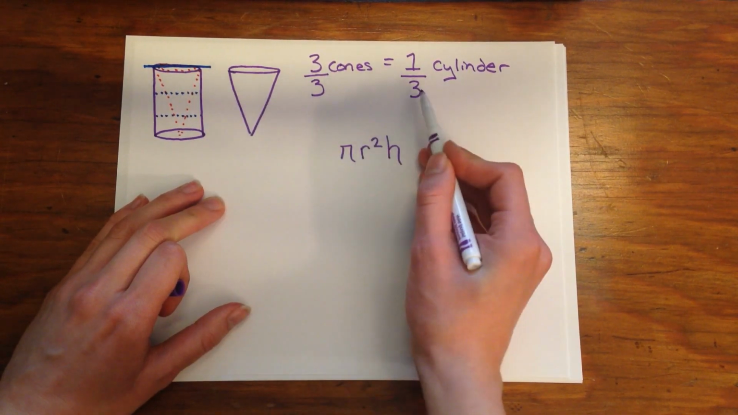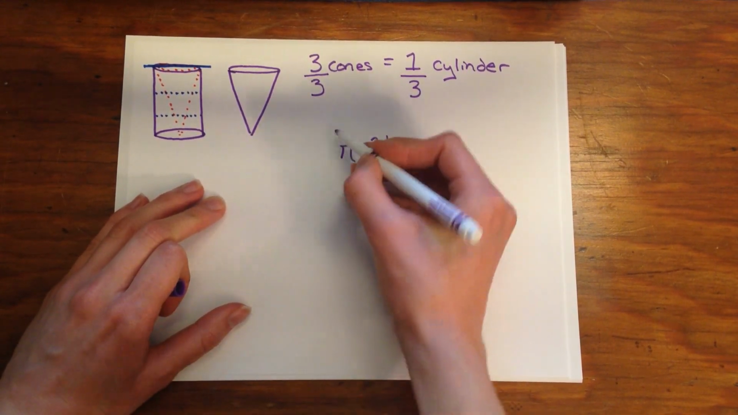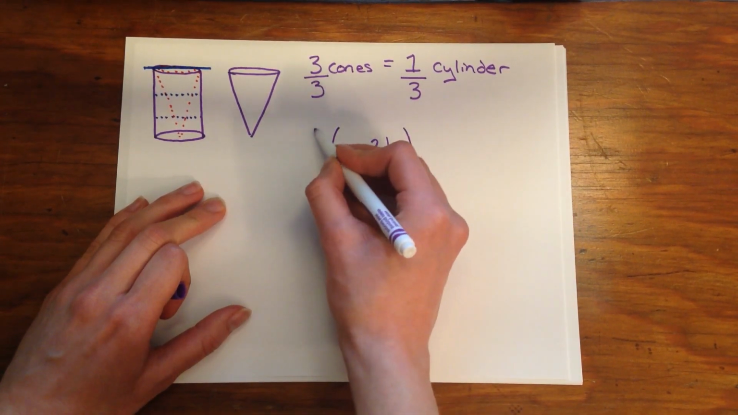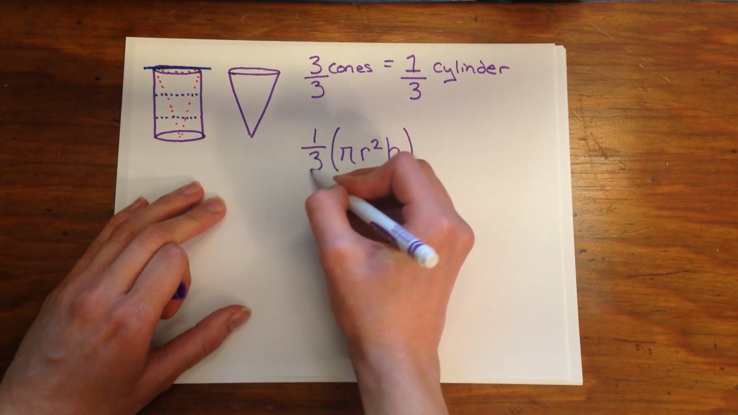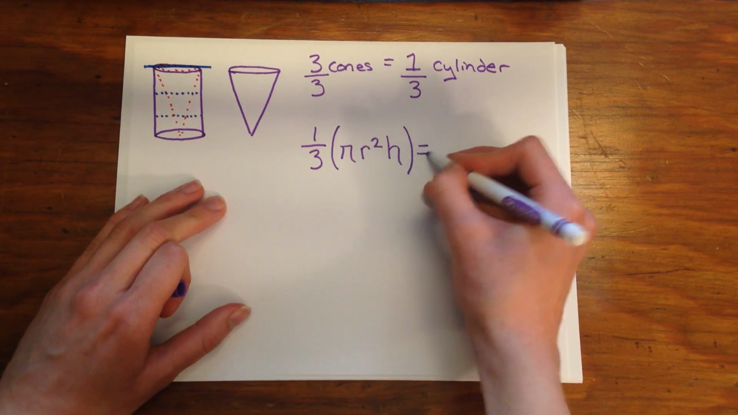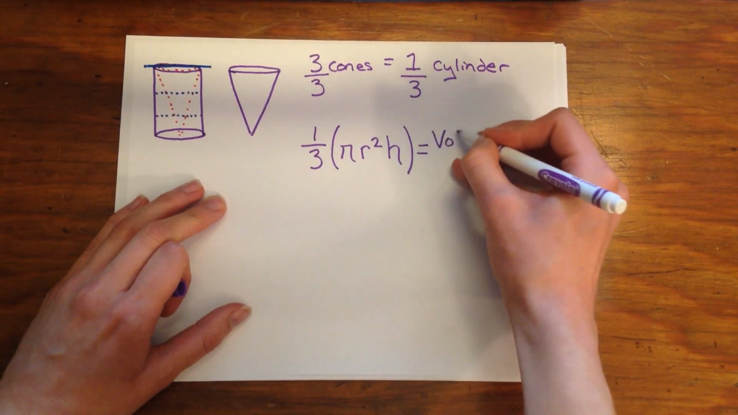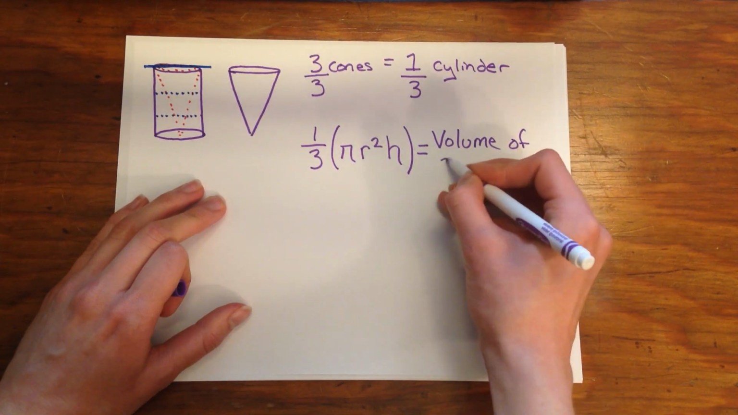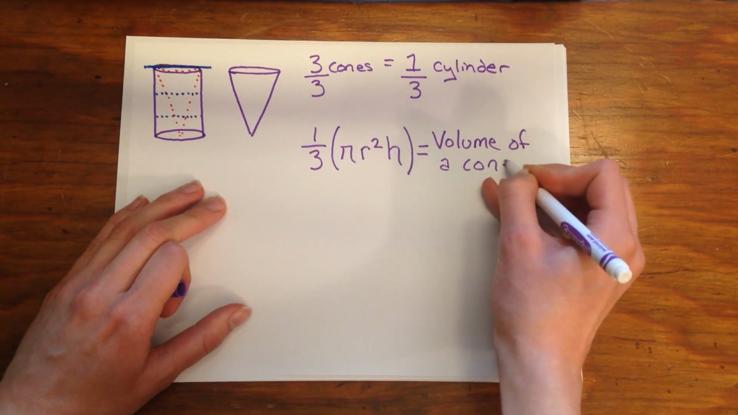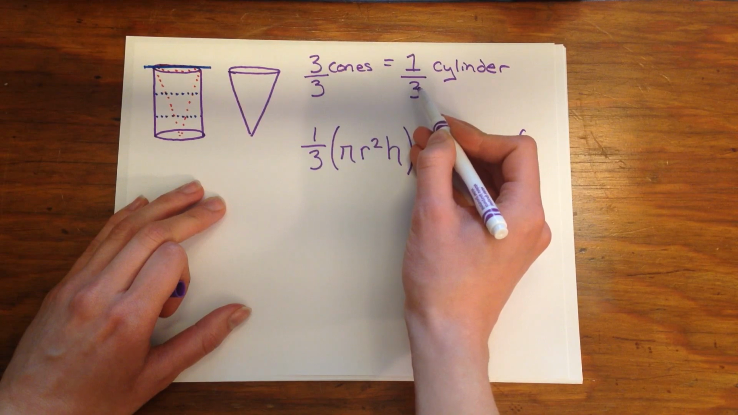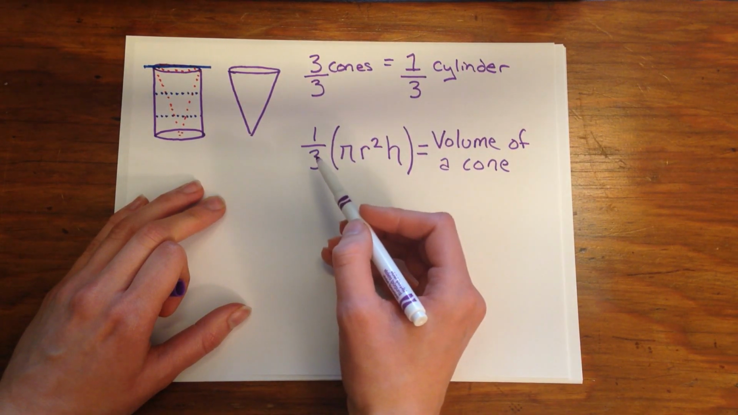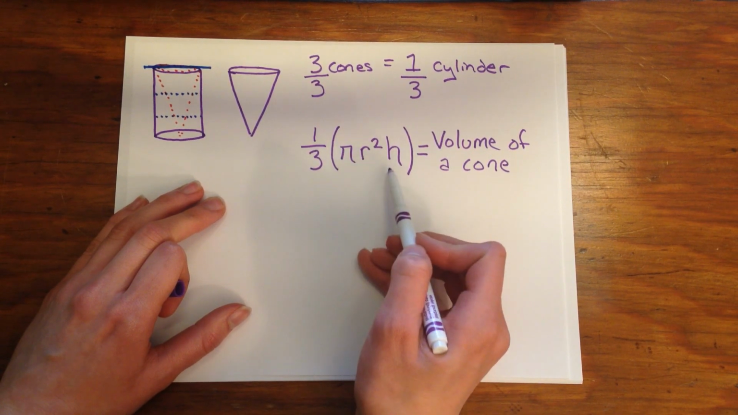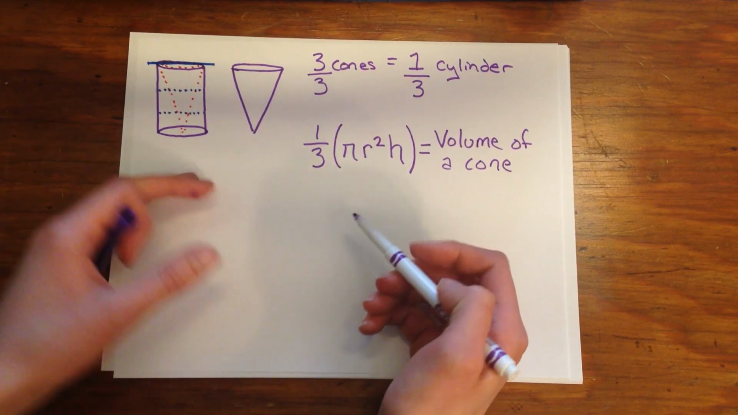This cone is 1/3 of the cylinder. So we can just take the volume of the cylinder, multiply it by 1/3, that will equal our volume of a cone. We brought down this 1/3 of a cylinder is going to equal 1 cone, so we multiplied our equation for the volume of a cylinder by 1/3.